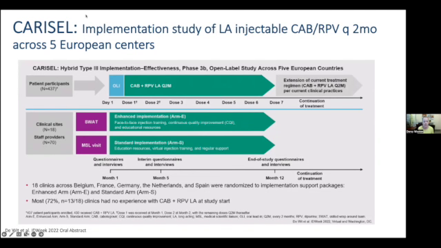The standard implementation arm also received the printed educational resources, and then just virtual training on how to administer the injections. They looked at rates of virologic suppression between these 2 modalities of implementation. I'll say that none of the clinics enrolled in the study had started giving cabotegravir-rilpivirine until the study, so it was a relatively novel treatment strategy and approach at each of the clinics.